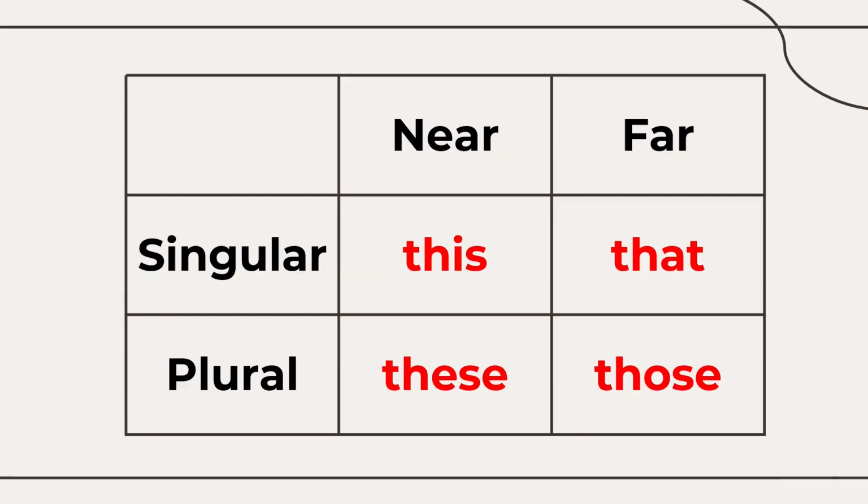There are only 4 demonstrative pronouns: this, these, that, and those. You choose it in accordance with the thing that you're referring to, whether it is near or far, singular or plural.